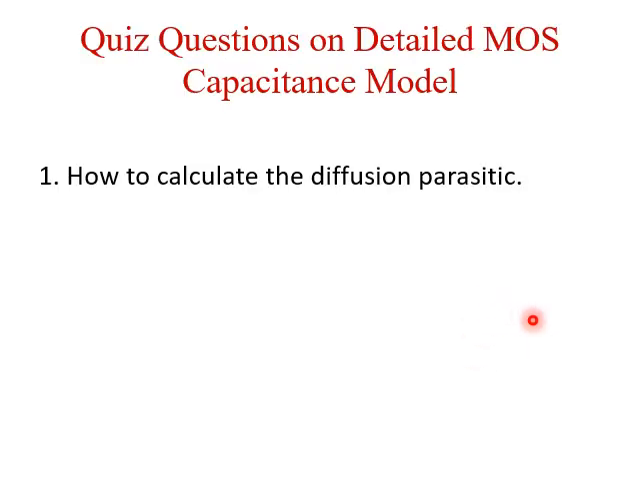Then a quiz question on the MOS capacitance model: how to calculate the diffusion parasitic capacitance of this MOS capacitance model?